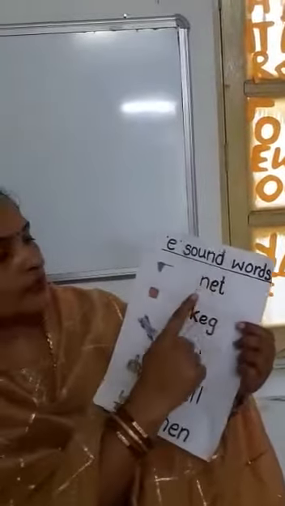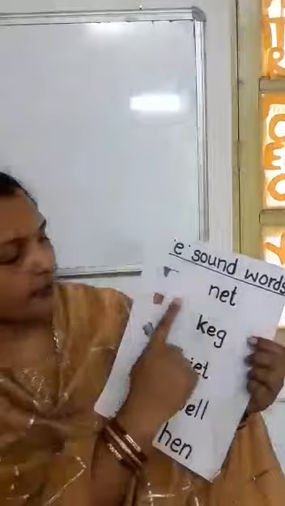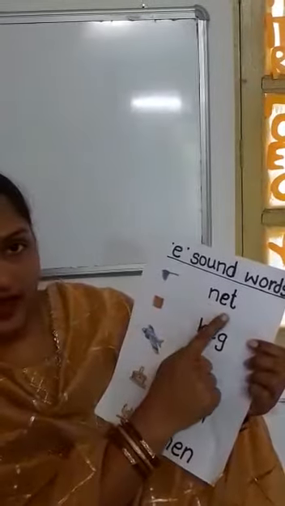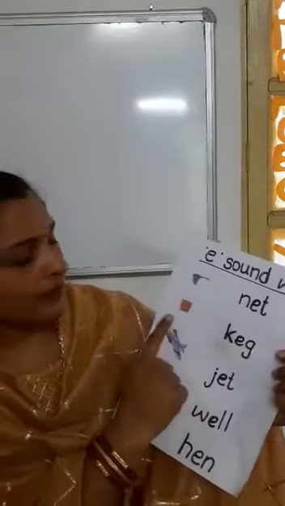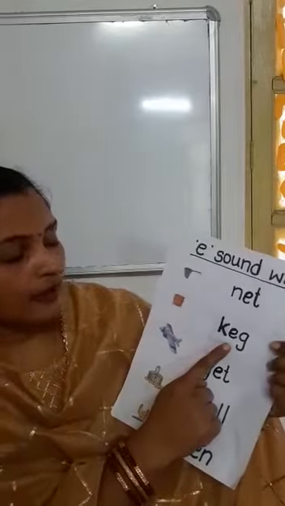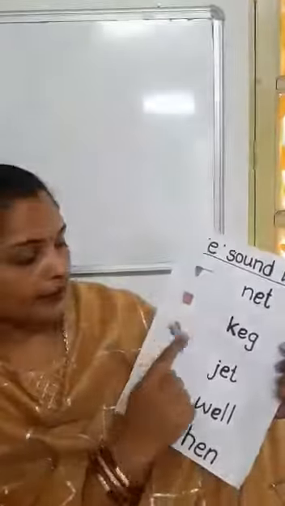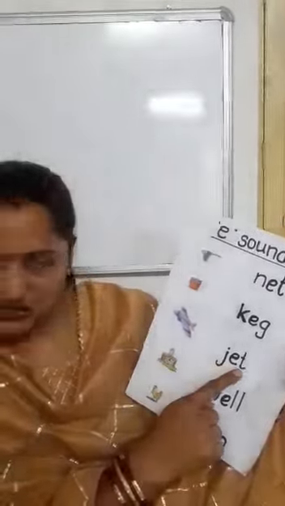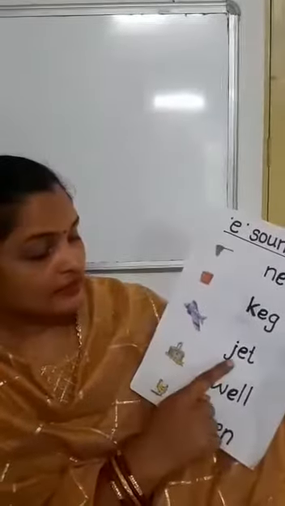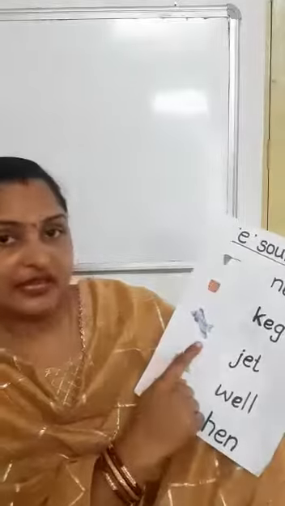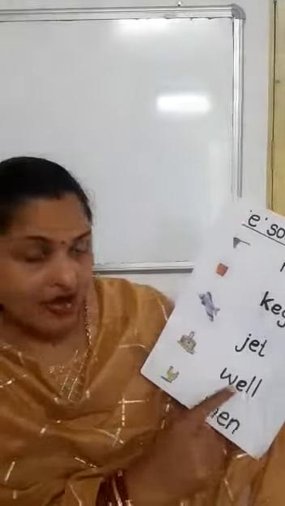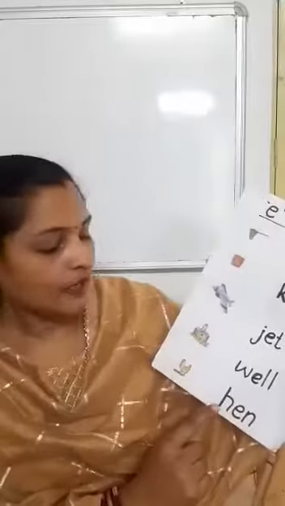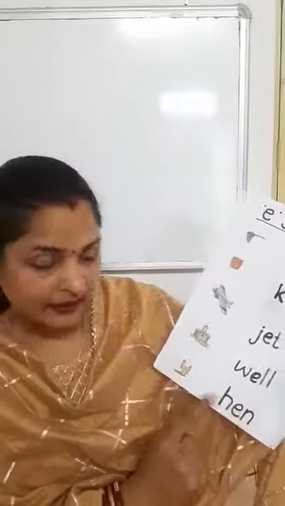E sound words. N, E, T, net. K, E, G, keg. J, E, T, jet. W, E, L, L, well. H, E, N, hen.